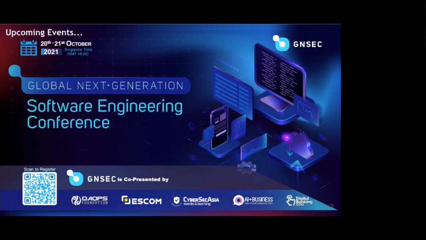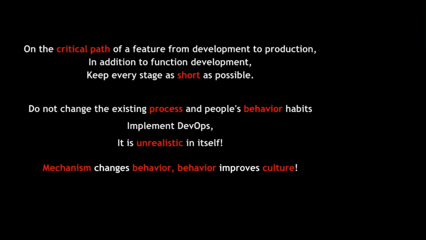And the last thing. I have three sentences to share with you, and because of time, I will read the last one. The mechanism changes behavior, and behavior can improve culture. Everyone tells us that their culture is very difficult to change. But even by changing the process and the tools, their behavior will change. When behavior changes, your culture will change. So that is my experience, and I really want to share it with you.